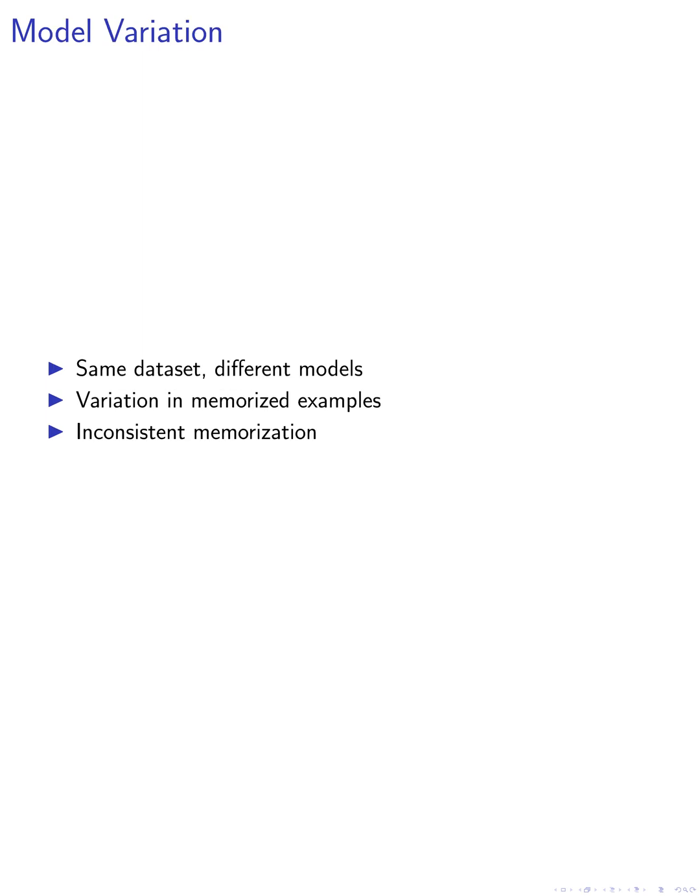Finally, we investigate whether different models trained on the same dataset memorize the same training examples. We find that there is variation in the memorized examples between different models, suggesting that the memorization is not consistent across models.